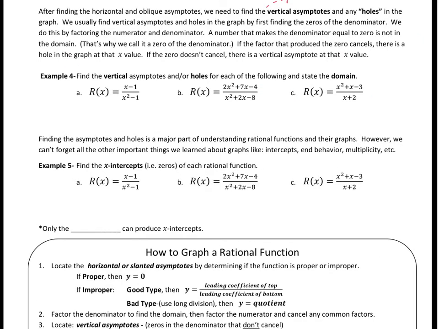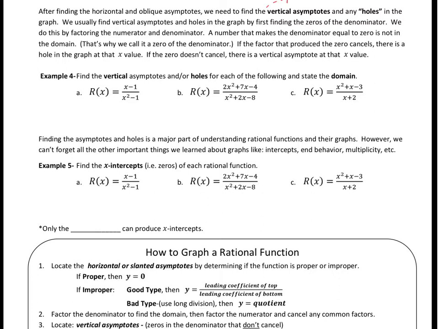All right, so first step, finding horizontal and oblique asymptotes. That's step 1. Step 2, we need to find our vertical asymptotes. And the vertical asymptotes are really simple. Basically, like I told you before, vertical asymptotes are wherever your denominator is 0, or whatever makes your domain undefined, or the rational expression undefined. That's where you have a vertical asymptote.